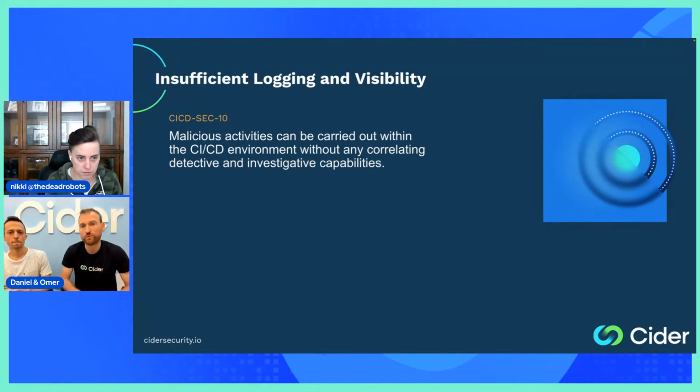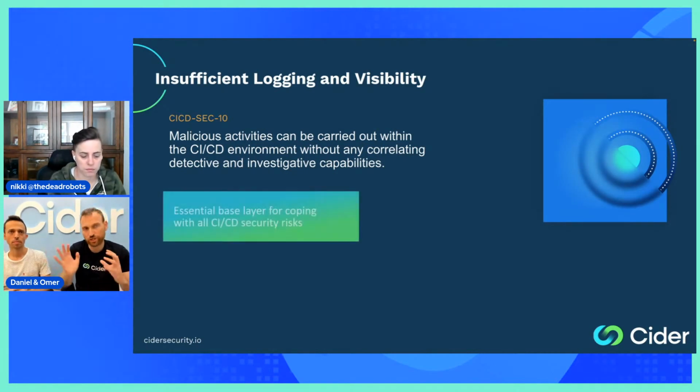Generally speaking, logging and visibility is an essential base layer for coping with any type of CI/CD security risk or incident. It isn't a preventative control or measure, but myself coming from an incident response background, and Omer with some of the activities that he did in earlier stages in his career, we know how critical this measure is sometimes to prevent, detect, investigate, and respond to an incident. So this is risk number 10, and I think we'll move on to the next case study unless anyone has questions.